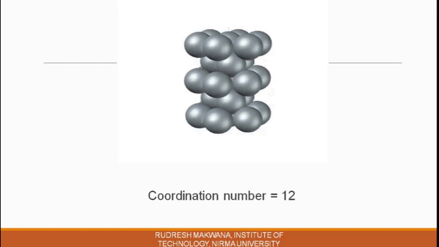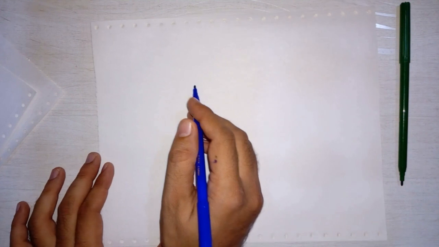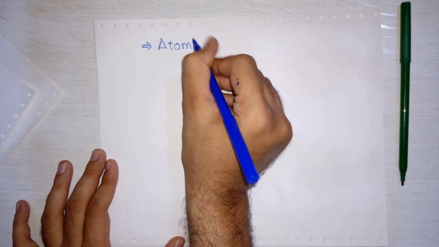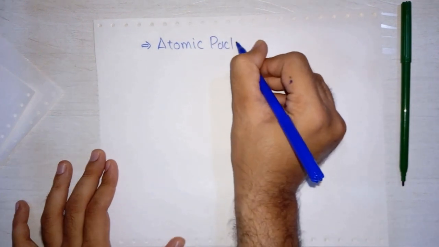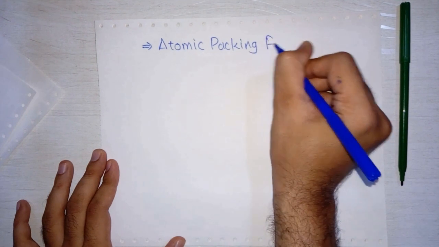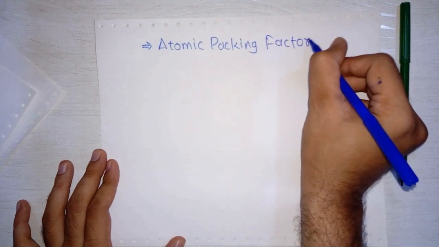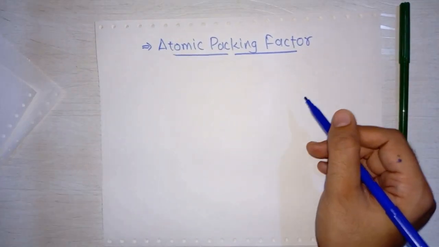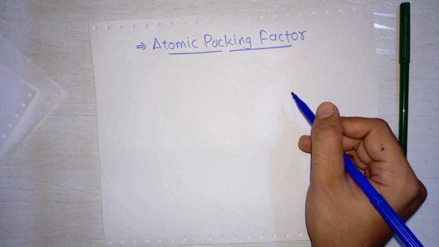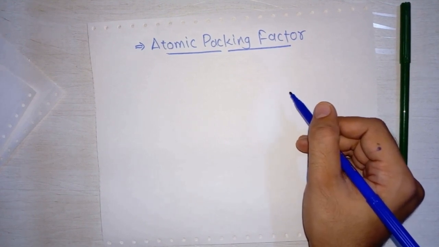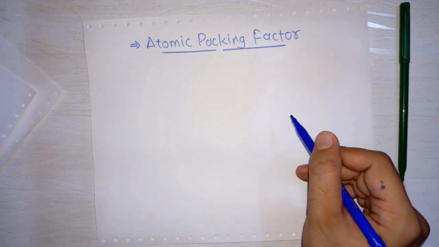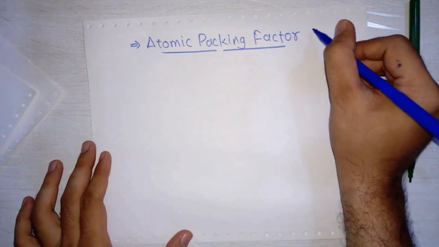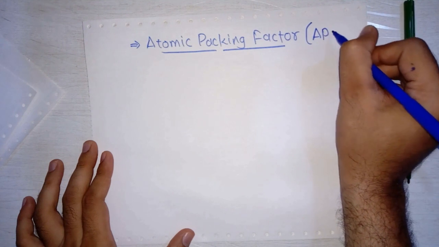Now the next term is atomic packing factor. Okay, so this is related to how dense the atoms are arranged in any unit cell. In short, the atomic packing factor is also called APF.